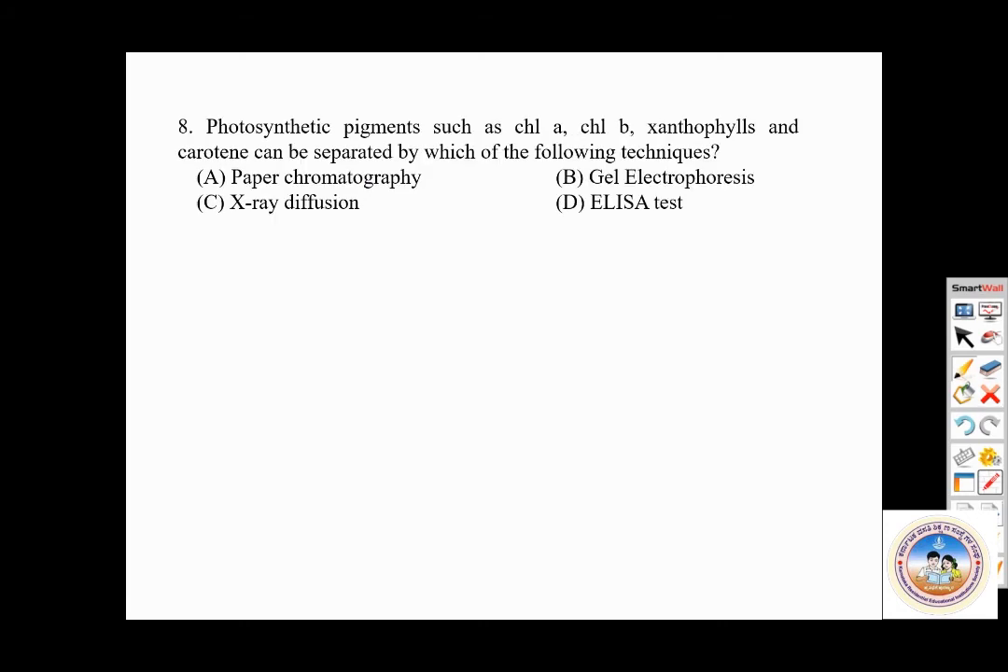Eighth one. Photosynthetic pigments such as chlorophyll a, chlorophyll b, xanthophylls and carotene can be separated by which of the following techniques? By using which technique do we usually separate these particular pigments is the question.